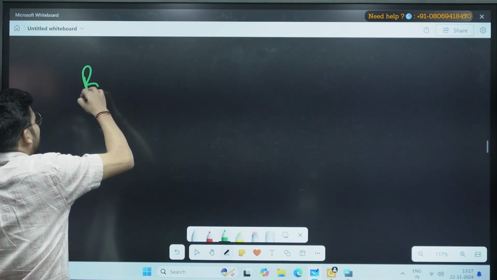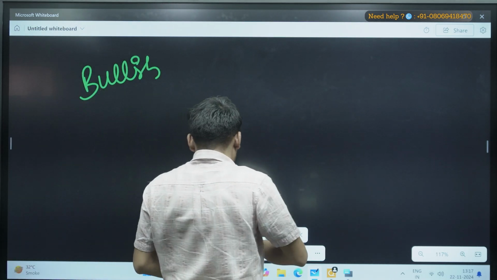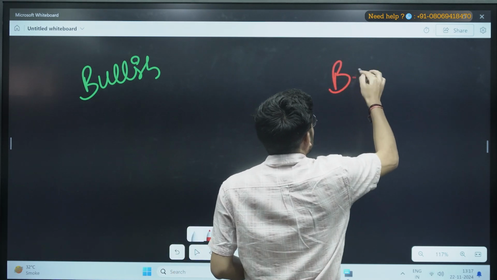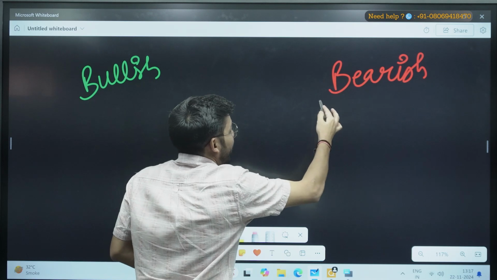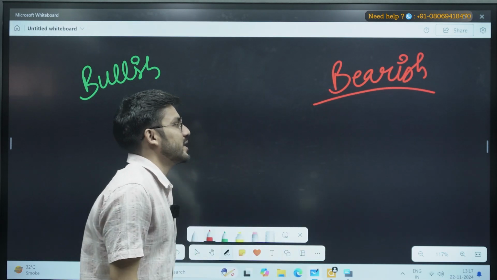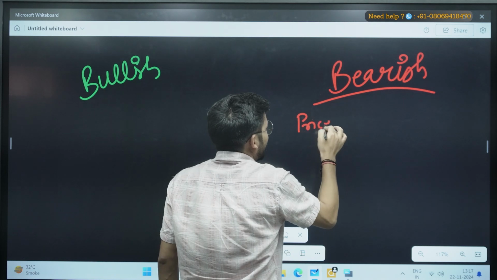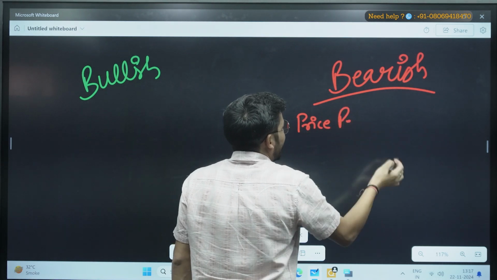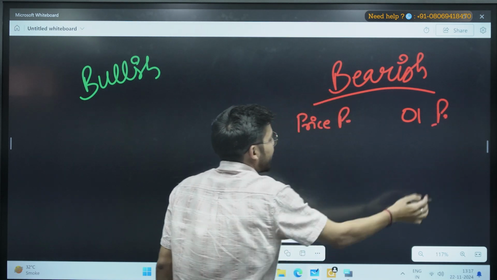Now there are two things: first, when I'm making my view for the bullish direction, and when I'm making my view for the bearish direction. Bullish and bearish. If I'm going for the bearish direction first, there will be two things: the first one will be the price percentile, and the second will be the OI percentile, that is the open interest percentile.